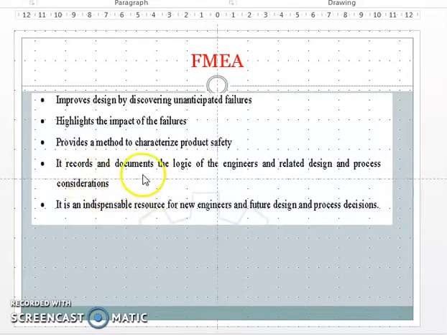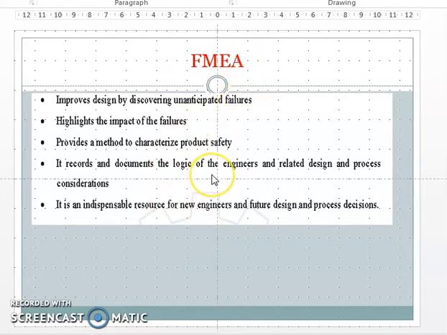It also maintains, records or documents the logic of the engineers and related design and process considerations. Okay, all that comes under this failure mode effect analysis. The document generated contains very good information that will help new engineers for future design or process decisions. It will be the source of this document, failure mode effect analysis.